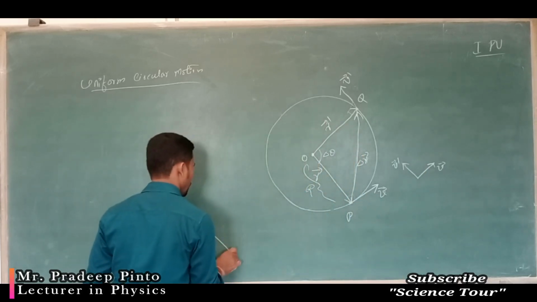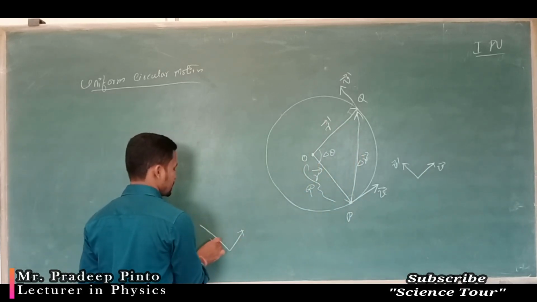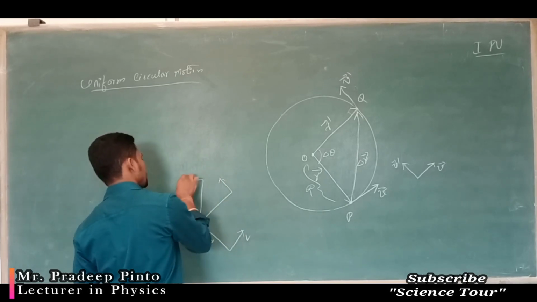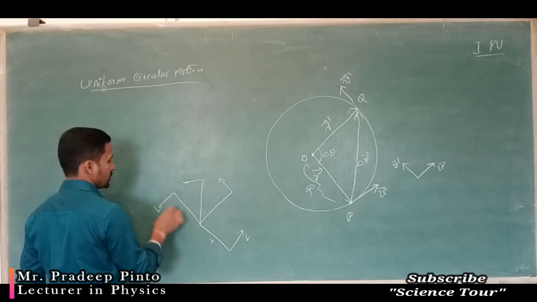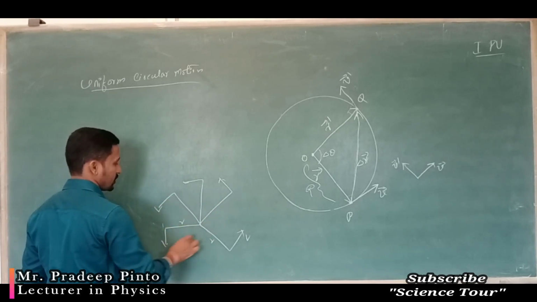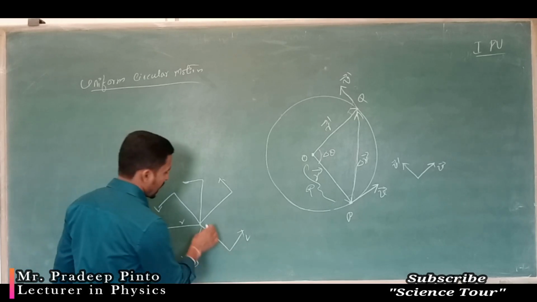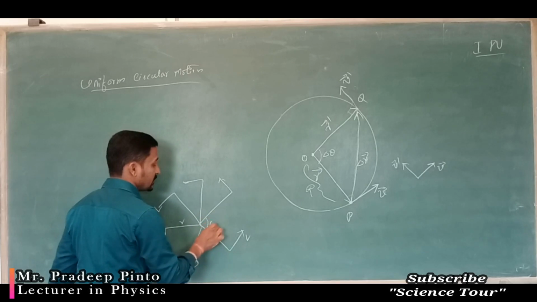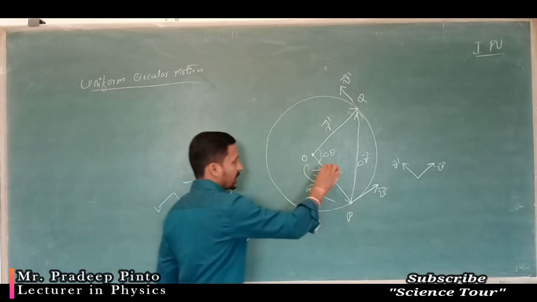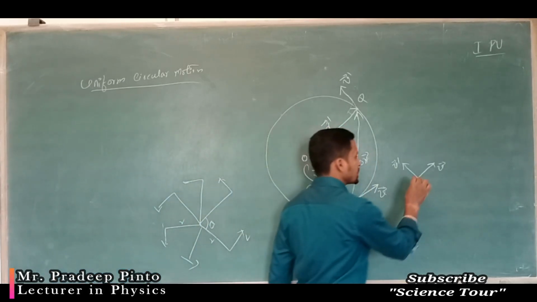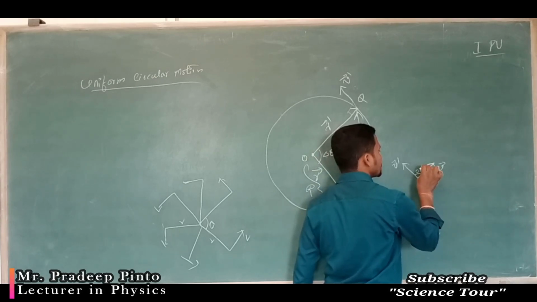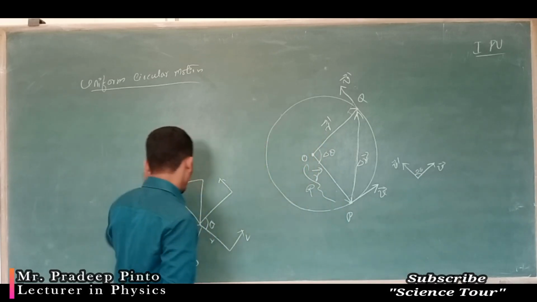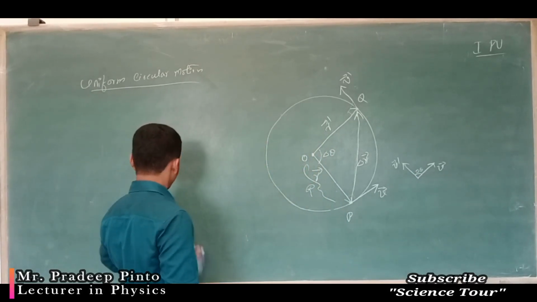See, both are perpendicular, like this. This is R, this is V. Since it is perpendicular in this way, the change in angle between R and R dash will be the same with respect to this, that is delta theta. If you are not able to see, this is delta theta. That is small, I have written, that's why I am telling.